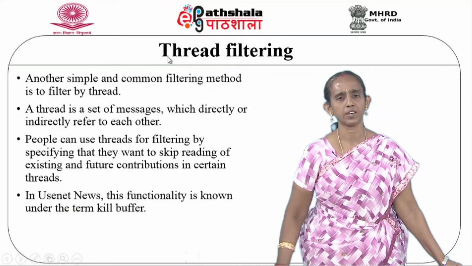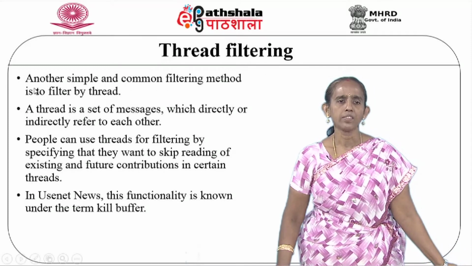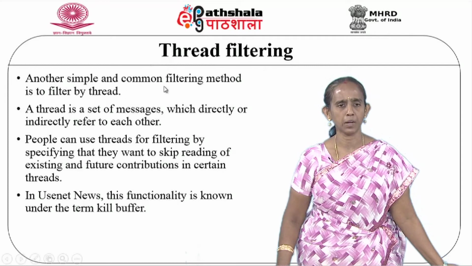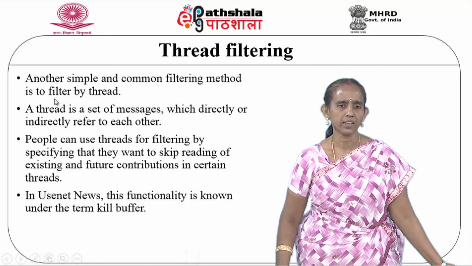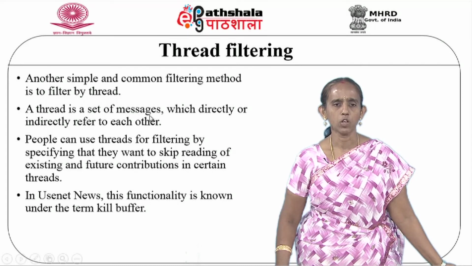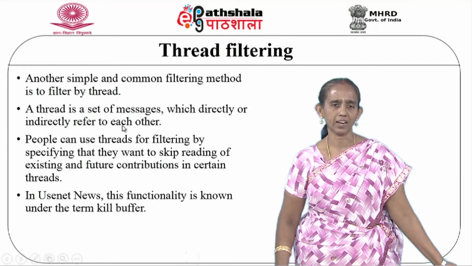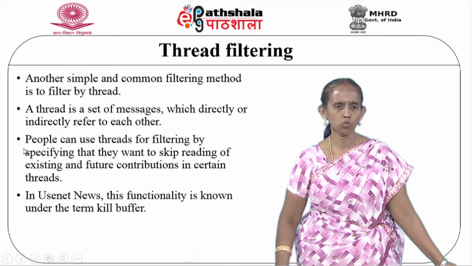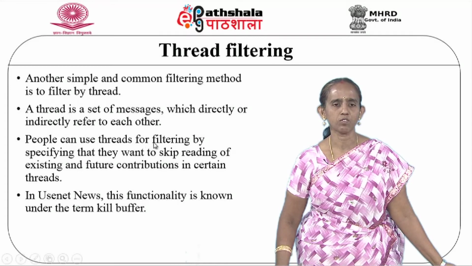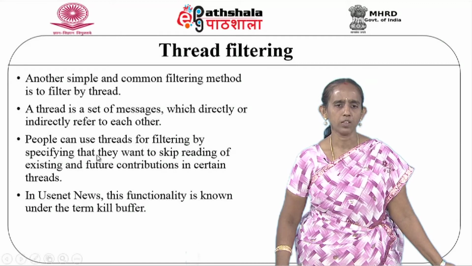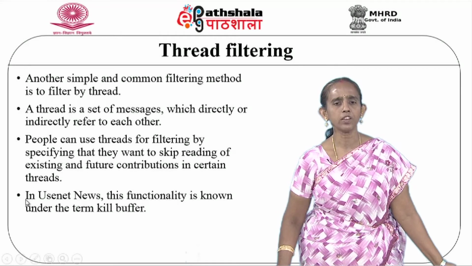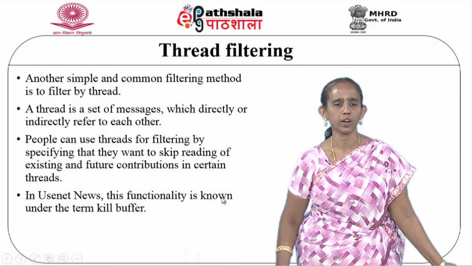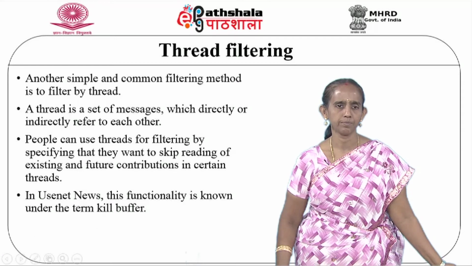The next type of filter is thread filtering. This is another simple and common filtering method. A thread is a set of messages which directly or indirectly refer to each other. So people can use these threads for filtering by specifying that they want to skip reading existing and future contributions in certain threads. In Usenet News, this functionality is known under the term kill buffer.